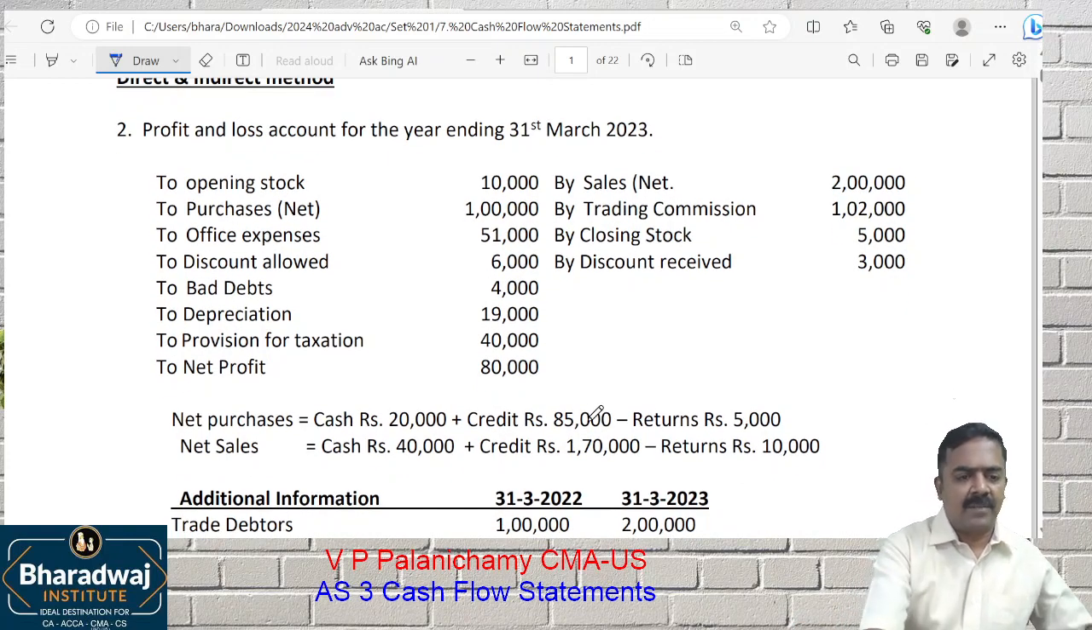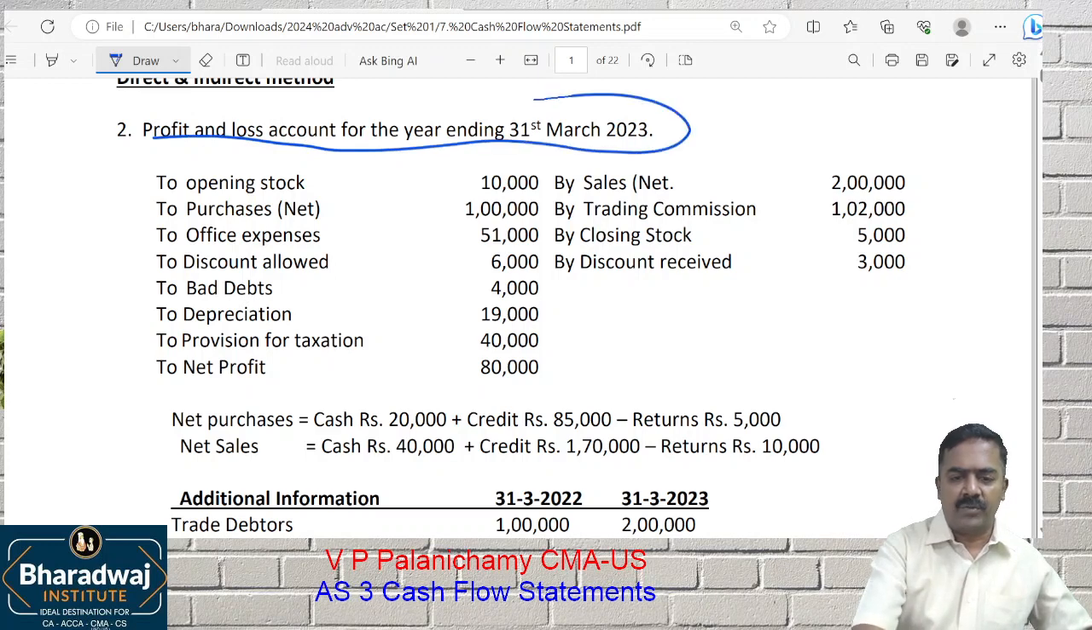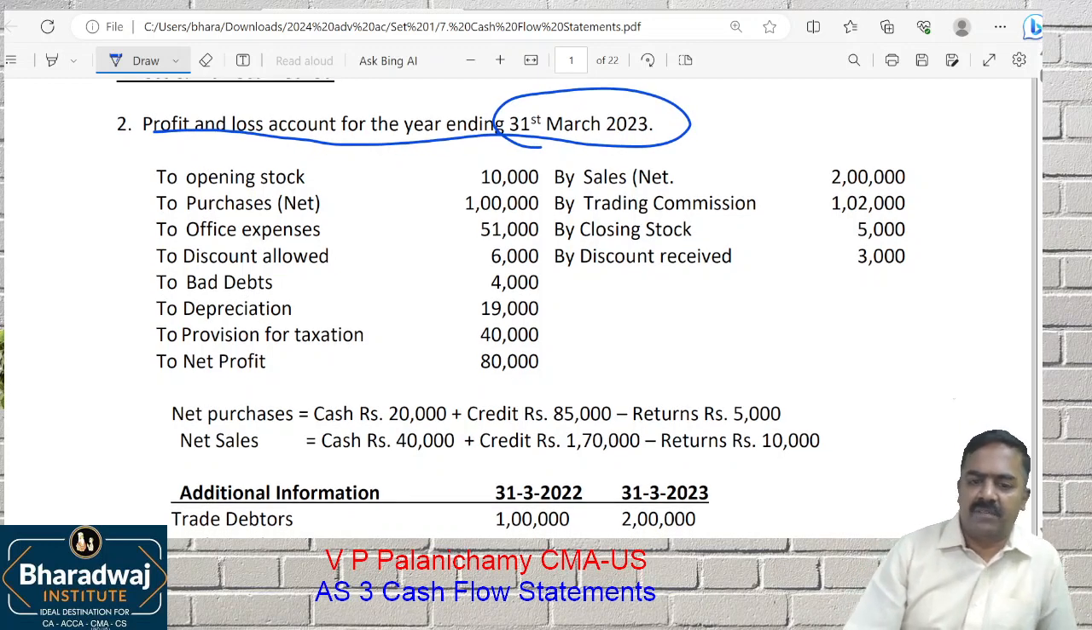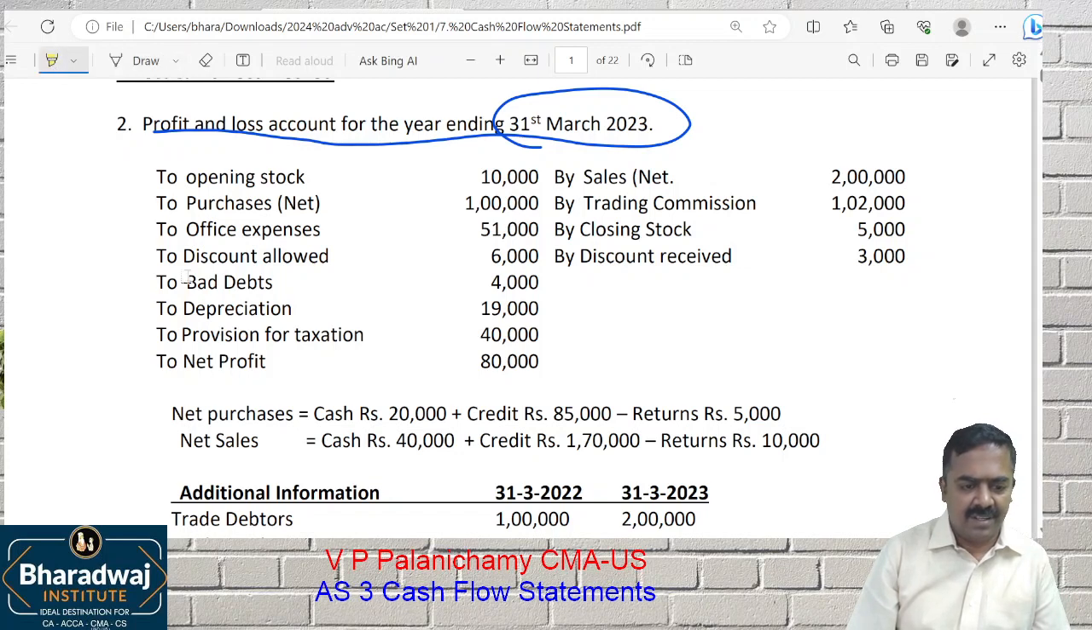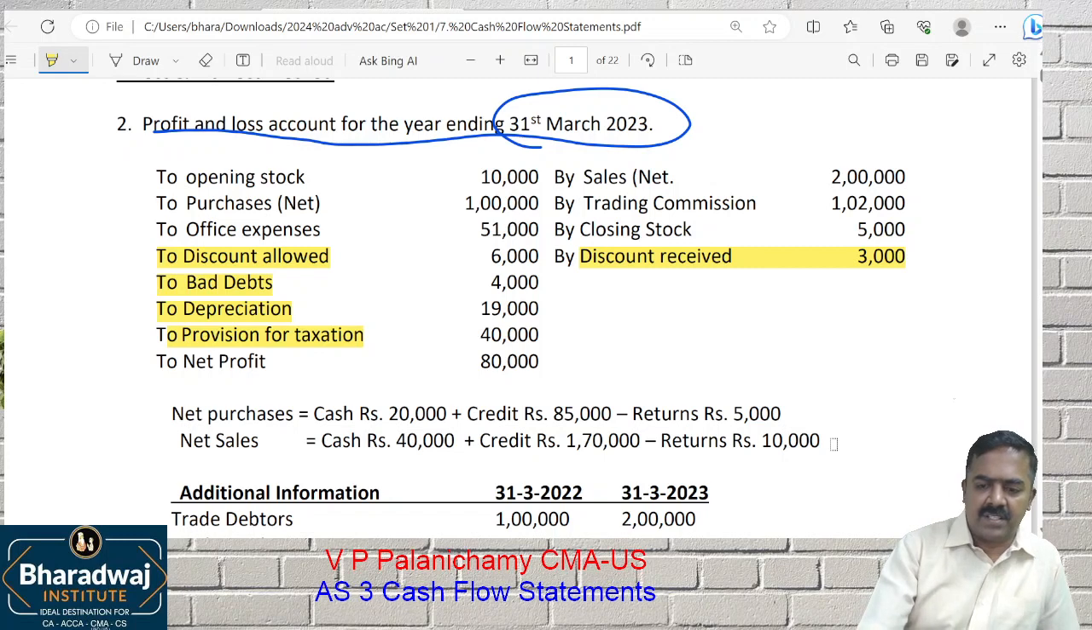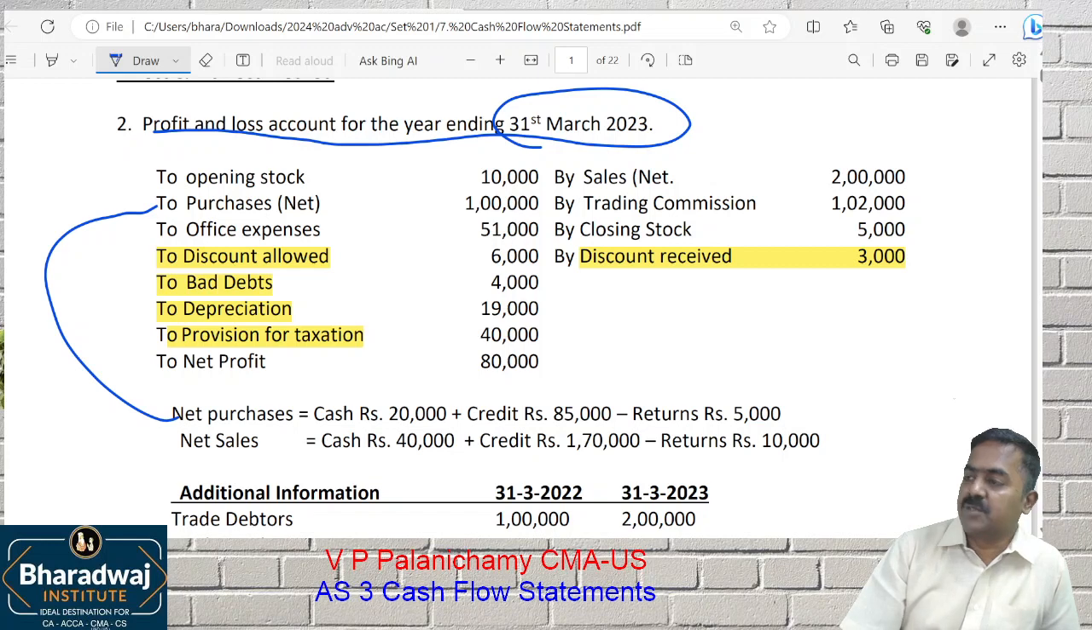What have they given to us? P&L account for the year ending 31st March 2023. Opening stock, purchases, office expenses, discount allowed. Discount allowed is a cash item or non-cash item? Bad debts, depreciation, provision for tax, various things are given. Discount received is given. They have given details about cash purchases, credit purchases and returns. Cash plus credit purchases minus returns is called which purchases? Net purchases.